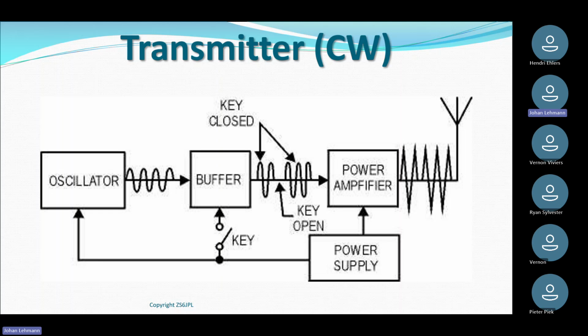I have an oscillator and I have a buffer and I have a power amplifier and an antenna. So what I do is I switch the signal coming from the oscillator on and off with a Morse code key. Every time I close this key, the oscillator signal goes to the power amplifier, goes to the antenna, and it transmits. I open the Morse code key, it stops transmitting, and there is no signal going to the antenna. Remember, CW, it's on, off, on, off, on, off.